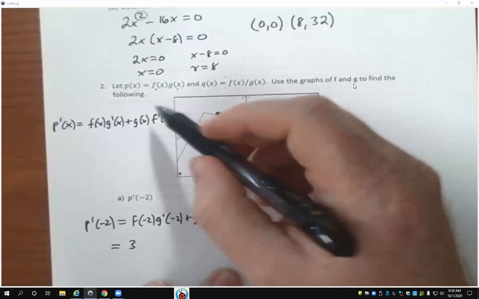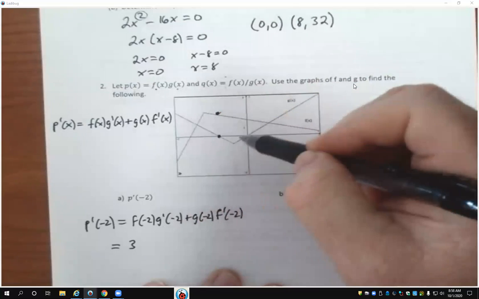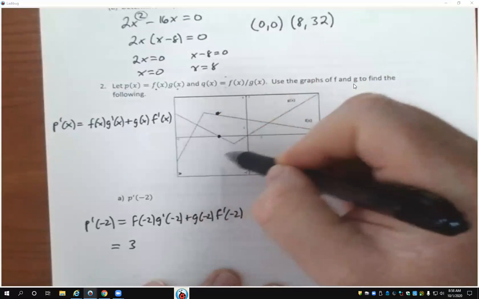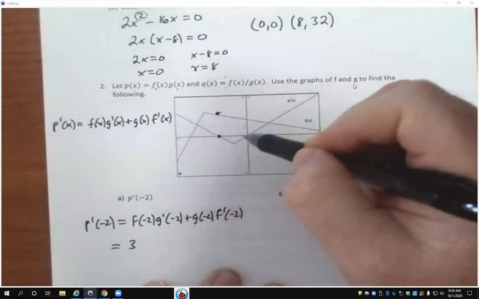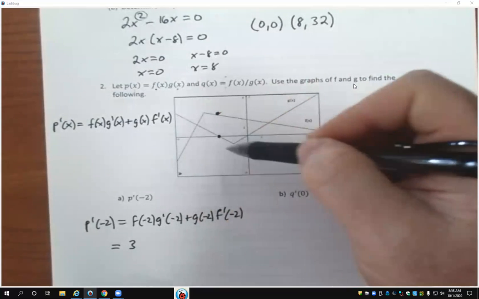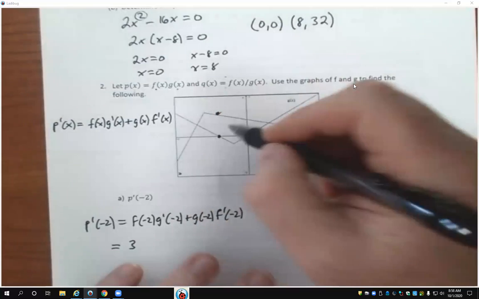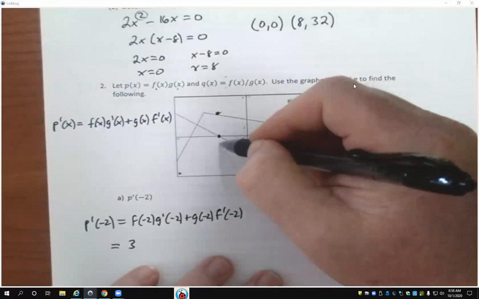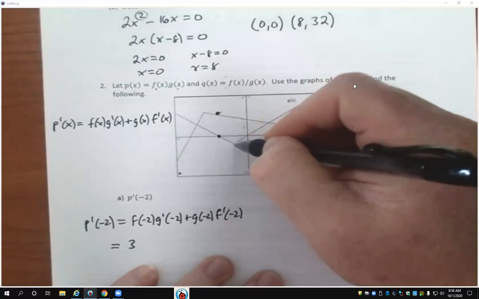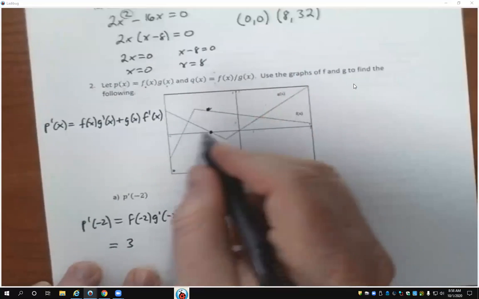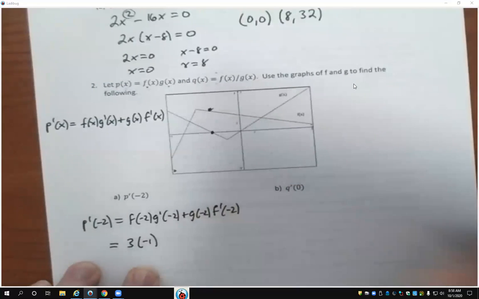Understand, again, when you're asked to do these things without knowing a function, you're going to be given lines, okay? You're not going to be given a curve, because we couldn't find the slope of a curve if we didn't know the function, unless it was told to us. So the slope of this appears to be down 1, right 1, so -1. So g prime of -2 is -1.